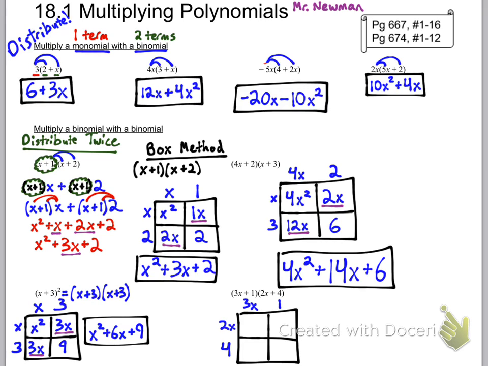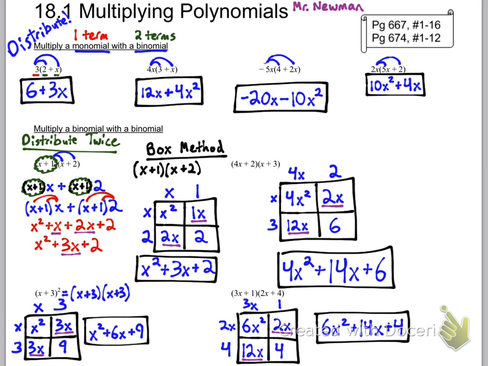Now I'm going to multiply them out. Be very careful that you multiply 3x times 2x. That is 6x squared. 2x times 1 is going to be 2x. 3x times 4 is going to be 12x. And 4 times 1 is 4. Once you've done that, notice 6x squared is by itself, but I can combine 2x and 12x. So I'm going to get 14x, and then plus 4. So this is my final answer.